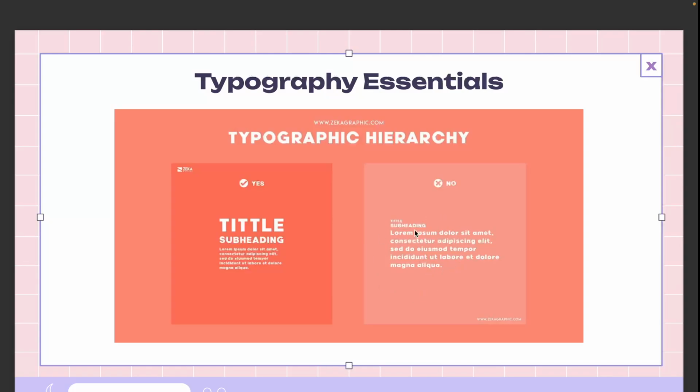Now look at this. There is a title and subheading and then the paragraph. Is this the way we have to bring in the typography hierarchy? Not at all. Look, the title should be bigger, like here, and the subheading should be a little bit smaller than the title, but it should still be bold. And then we should have our paragraph. So this is how it will work.